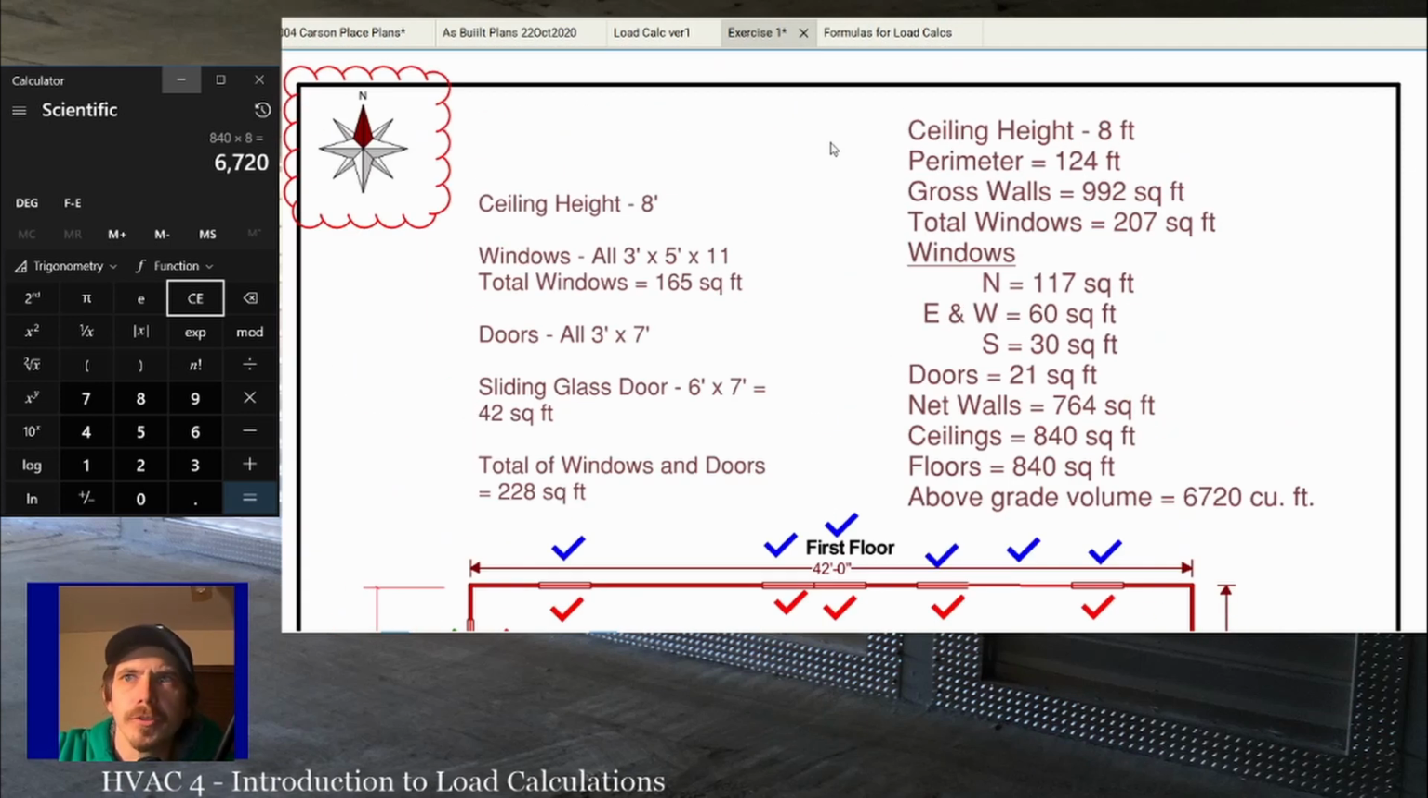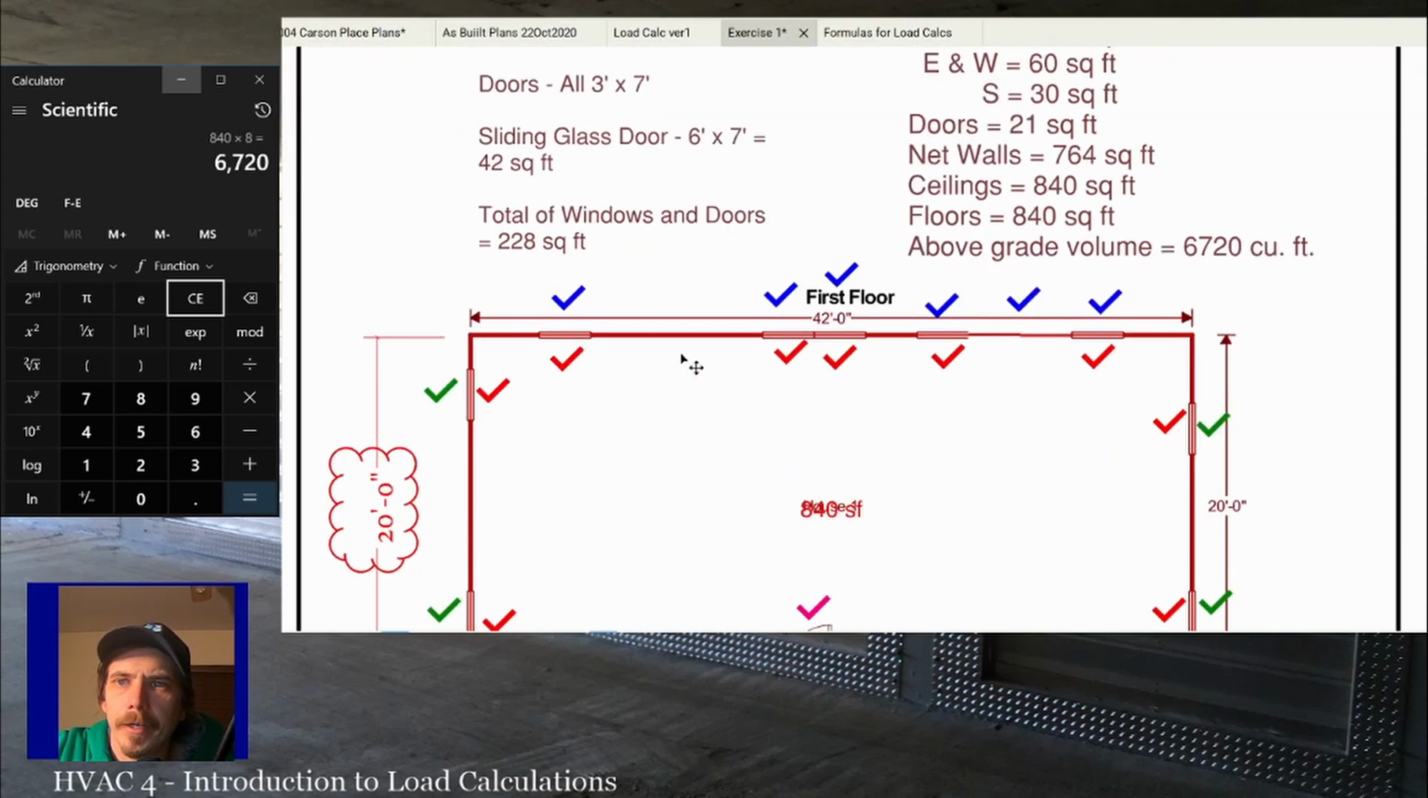Most windows are going to be 3 foot by something or 3.5 foot by something. A lot of them are 4 feet or 5 feet or maybe 5.5 feet. Those are pretty common window sizes, but if you're doing it out in the field, you don't want to be perfect on the glass. You want the rough area of the window.